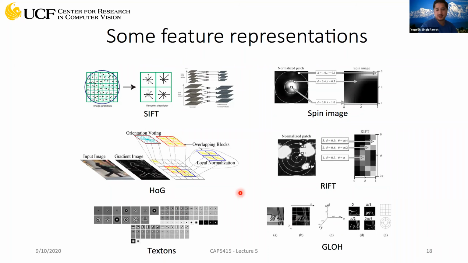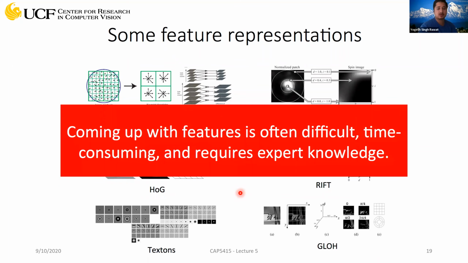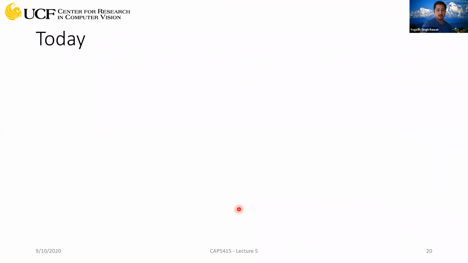Now, one big limitation is that if you want to extract such useful features, you need some kind of domain knowledge of that problem. These methods are very time consuming, and you will need expert knowledge to be able to extract these features.